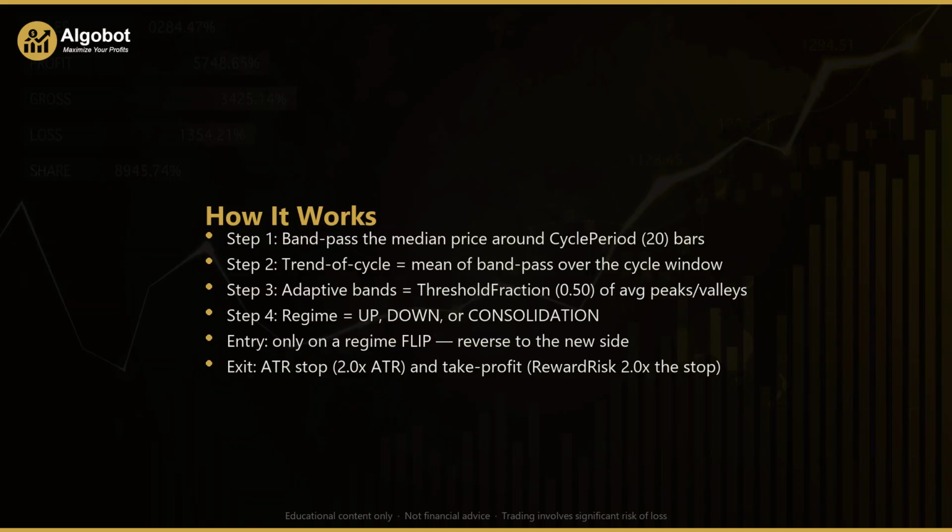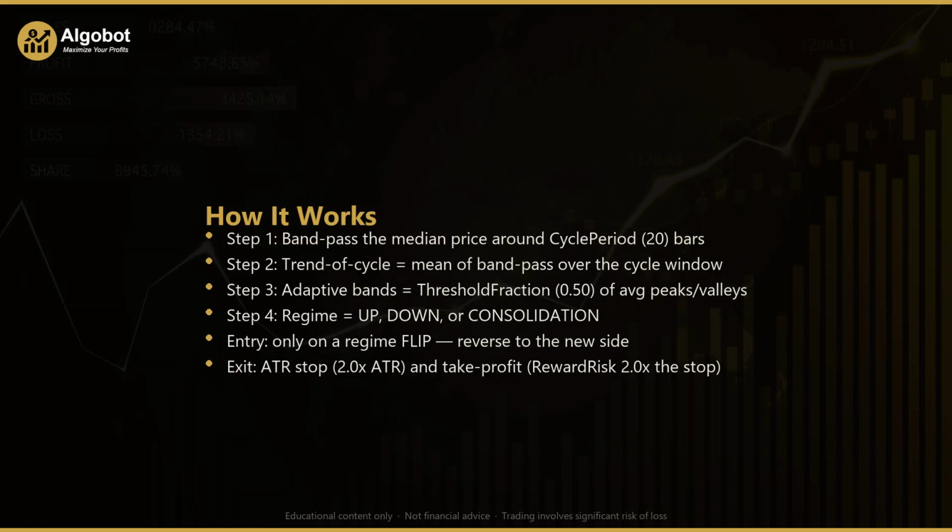Step 2 is the trend of cycle. The strategy takes a simple average of that bandpass wave over the cycle period. Think of it as asking, on balance, has the cycle been leaning positive or negative lately? A market that only chops keeps this value pinned near zero.